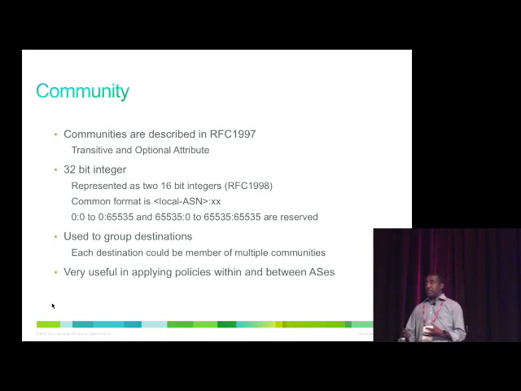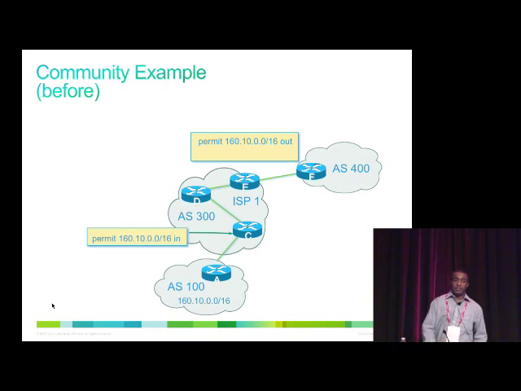So it's used to group destinations. Once you group a destination, then you can apply policy on the group instead of on specific prefixes. So that's where the scalability comes, and it simplifies the configuration management. So here, just to demonstrate that, it shows you how it works without community, and how it works with community.